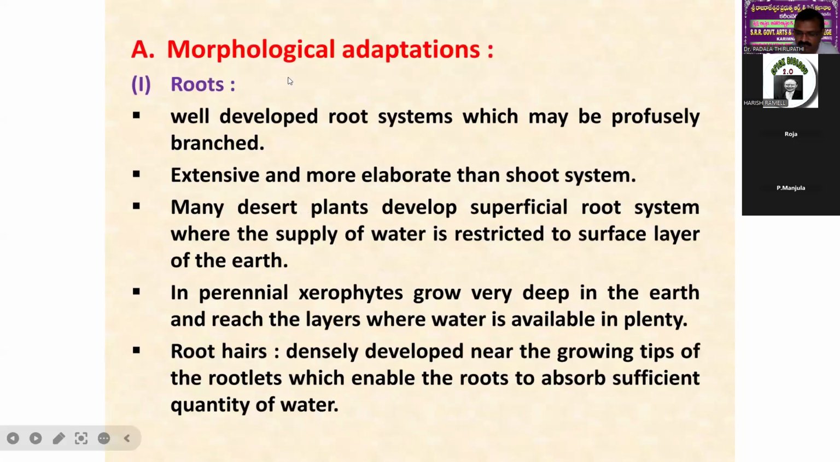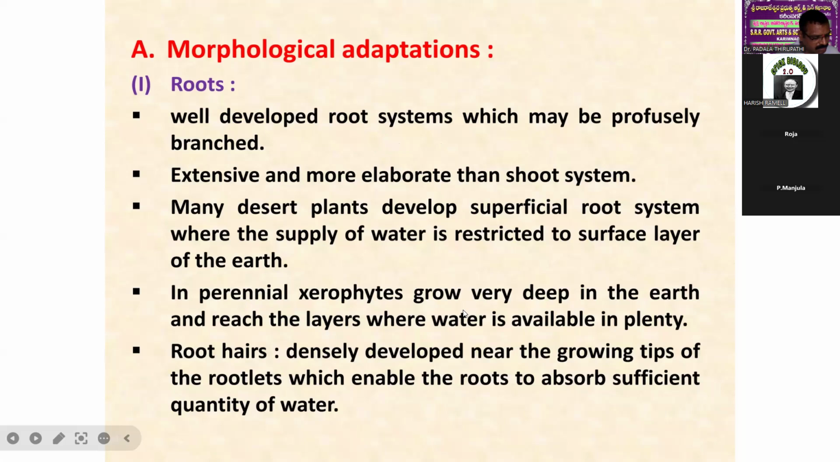Morphological adaptations of xerophytes: the roots have a well-developed root system, which may be profusely branched and extensive, with a more elaborate shoot system. Many desert plants develop a superficial root system where the supply of water is restricted to the surface layer of the earth. Generally, a well-developed, profusely branched root system can be observed in xerophytes.